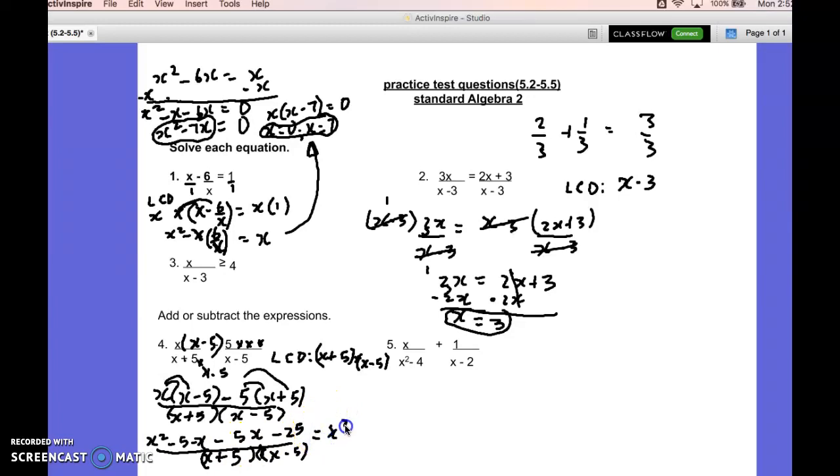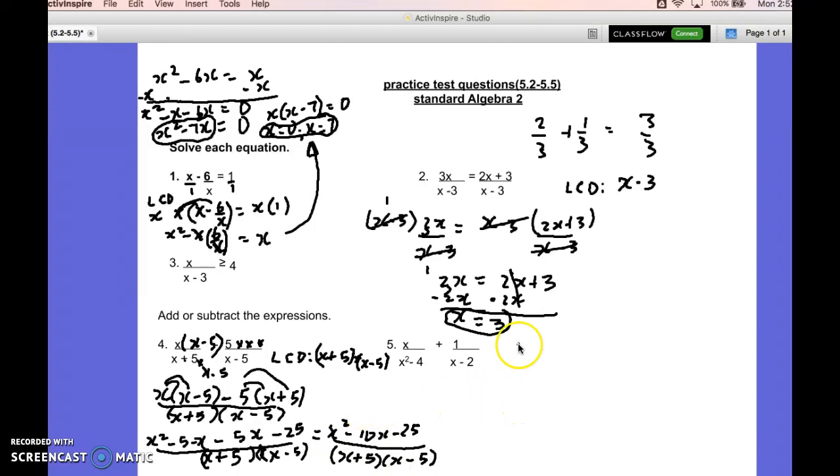So we have x squared minus 10x minus 25 over x plus 5 times x minus 5. Well, this seemed like it could factor, but not quite. If this were a plus, then we could factor it. We just have to leave this as is, because we don't have any complete binomials that we can cross out.